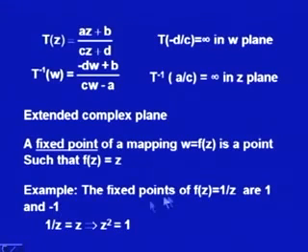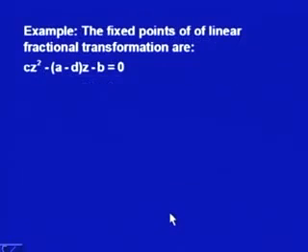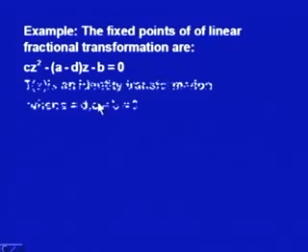And how do we obtain this? You can simply write down 1 upon Z is equal to Z, then it becomes Z squared is equal to 1, and solving it we get Z equal to 1 and Z equal to minus 1. The next example will show that the fixed points of a linear fractional transformation are given by this expression. This can be obtained by writing F(z) equal to Z and simplifying the expression, we get Cz squared minus (A minus D)z minus B equal to 0.